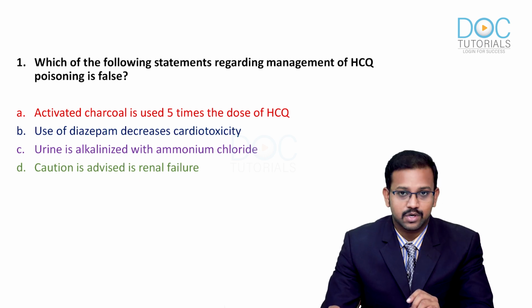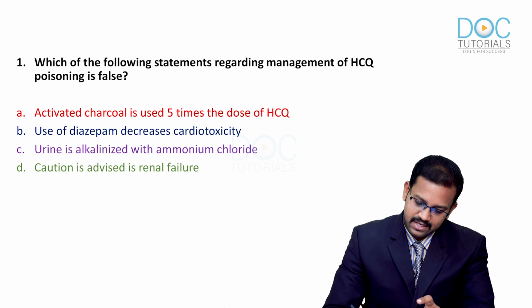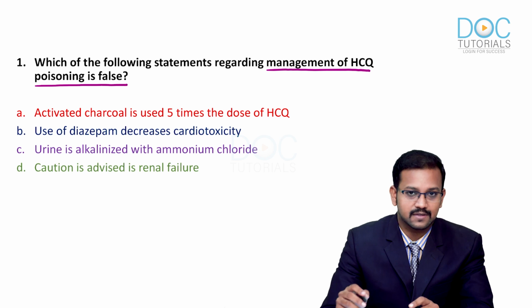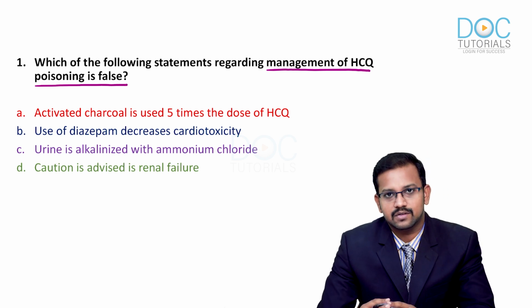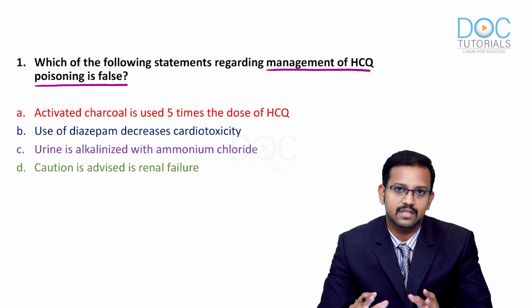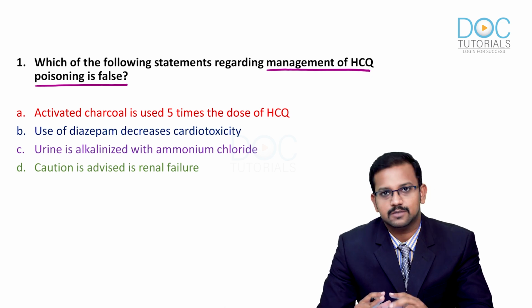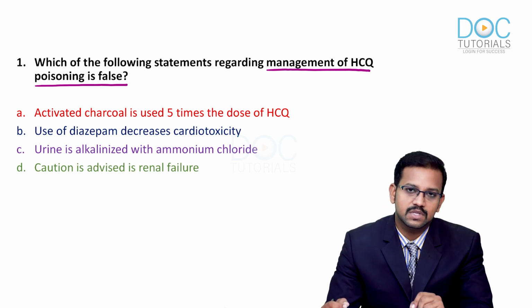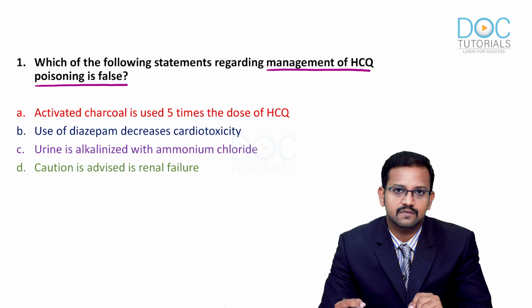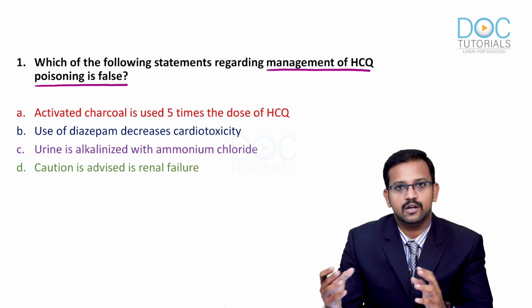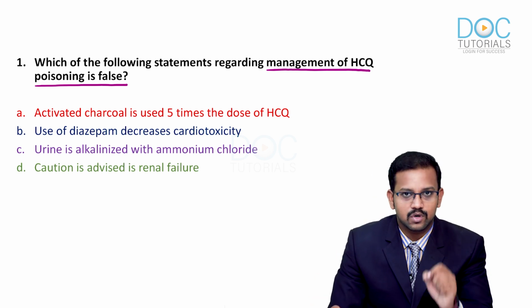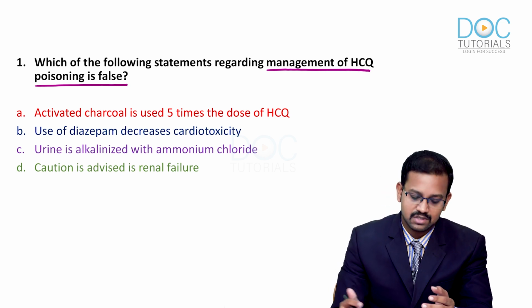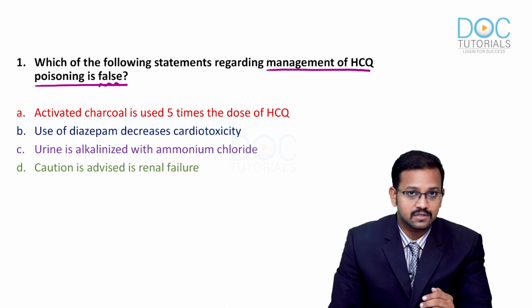The first question which we are going to talk about today is, which of the following statements regarding management of hydroxychloroquine poisoning is false? Recently, it has been told that hydroxychloroquine was thought to be the first drug of choice previously, but it has been taken out from the treatment regimen because of adverse drug reactions. The issue with hydroxychloroquine is that the majority of patients forget about the doses and get into poisoning stages. So we have to know the treatment for hydroxychloroquine poisoning. And the question was, which of the statements is false?